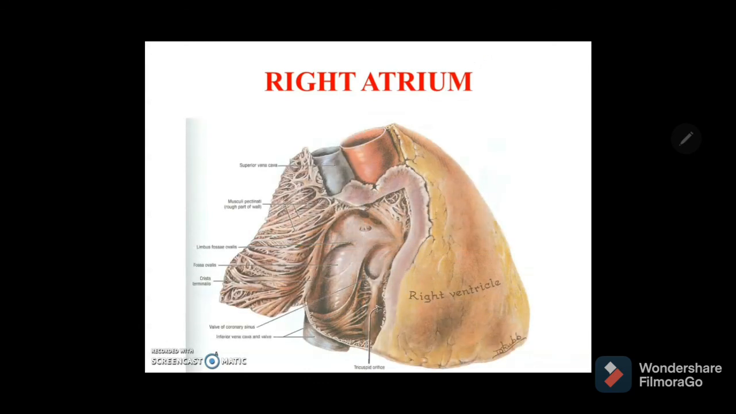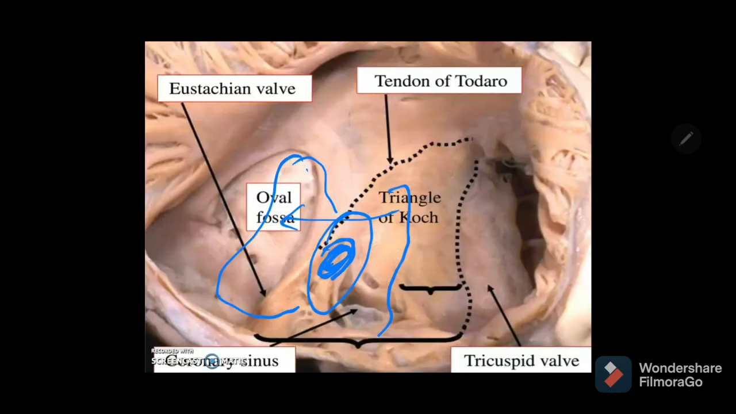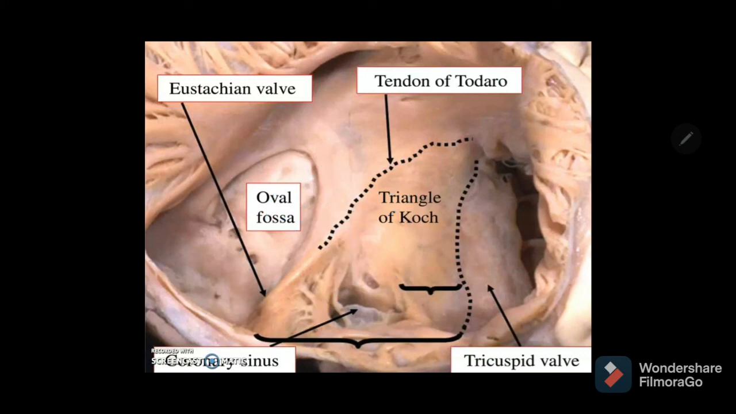Again, in this picture, we'll just try to recreate all these things. Here you can notice the anterior rough part. They are cut here and reflected like this, and you can see the posterior smooth part. This is the septal wall having fossa ovalis and limbus fossa ovalis, and here you can see the triangle of Koch, bounded above by the tendon of Todaro, and here you can see the tricuspid annulus, and here this one. This is the triangle of Koch. These are the boundaries of the triangle of Koch, what you are observing here.